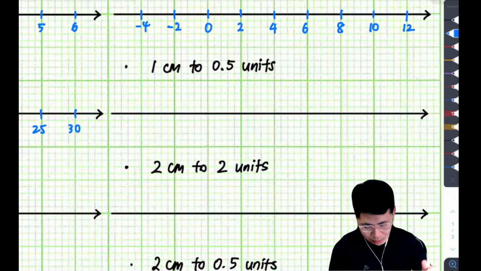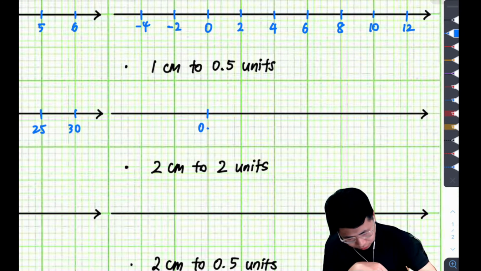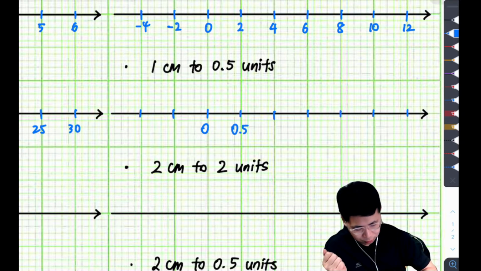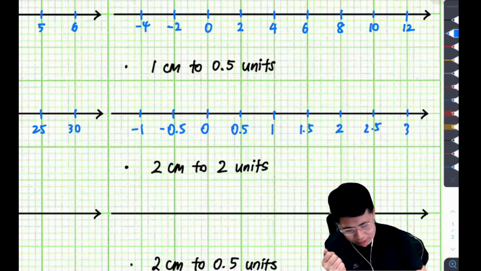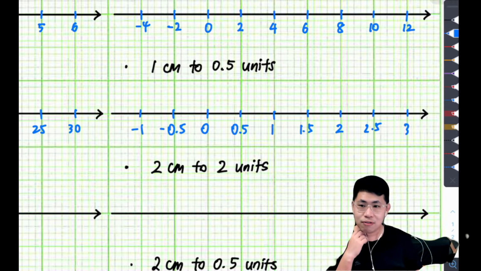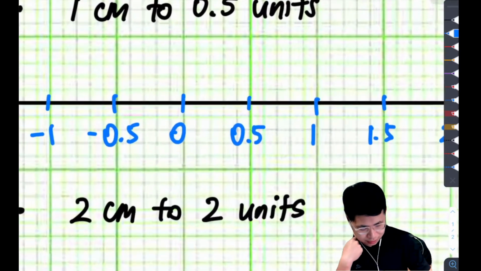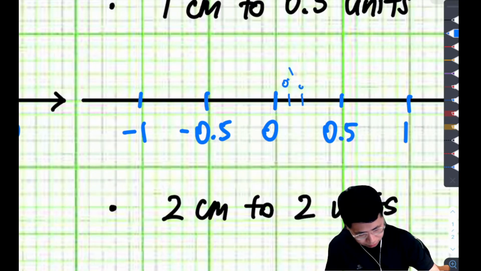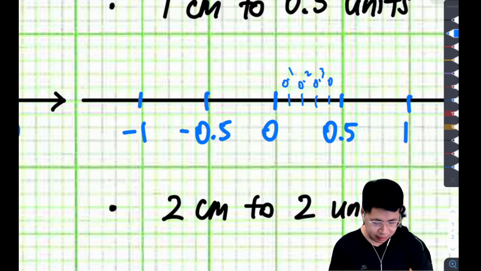Now next one, 1 cm to 0.5 units. So over here 0, right? And I'm going to make marks for every cm. Alright, so over here the next gap is 0.5, plus 0.5 will be 1, another 0.5, 1.5, 2, 2.5, 3. The other way around, negative 0.5, negative 1. Right? So if you were to read the final steps over here, you can see that each of these is very nicely 0.1, 0.2, 0.3, 0.4, right? Each of these is very nicely like this.